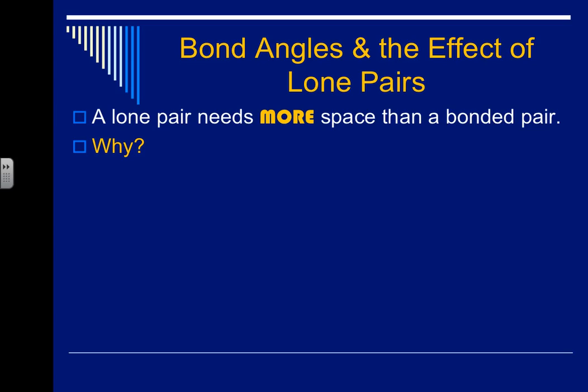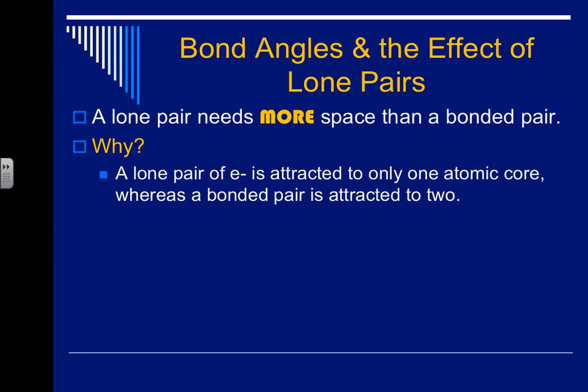Any thoughts? Any ideas? I'll tell you the answer. Obviously, you can't respond to me. A lone pair of electrons is attracted to only one atomic core. That would be the central atom. Whereas a bonded pair is attracted to two. Okay? Two atoms hold an electron pair in tighter.